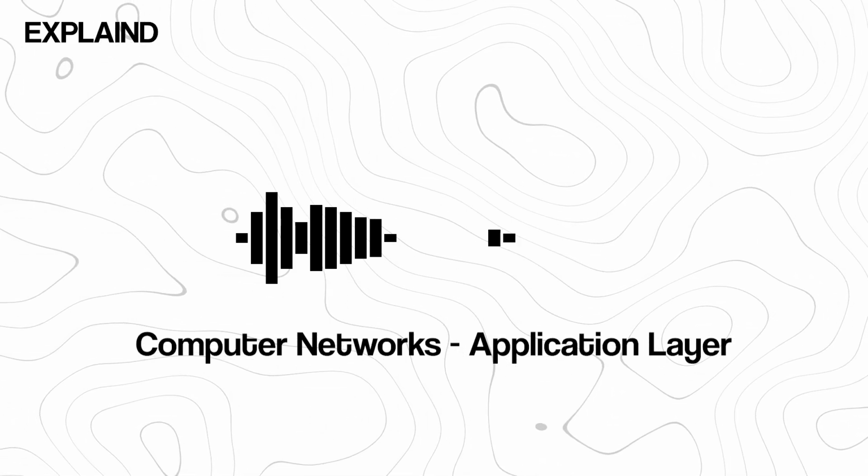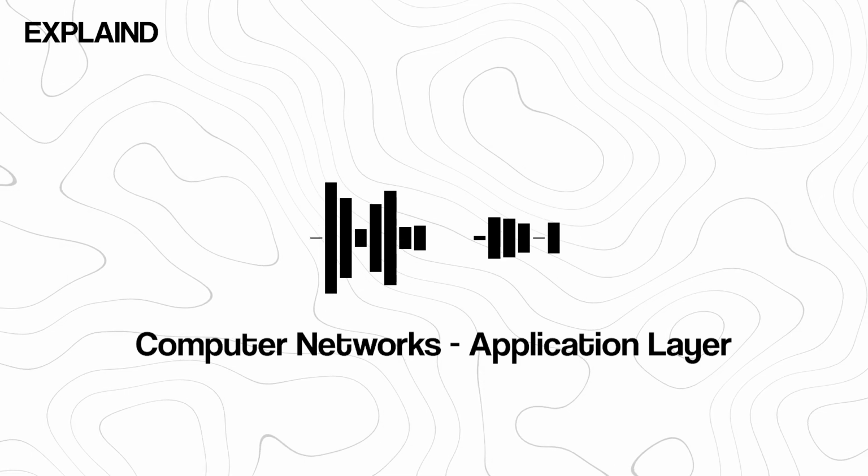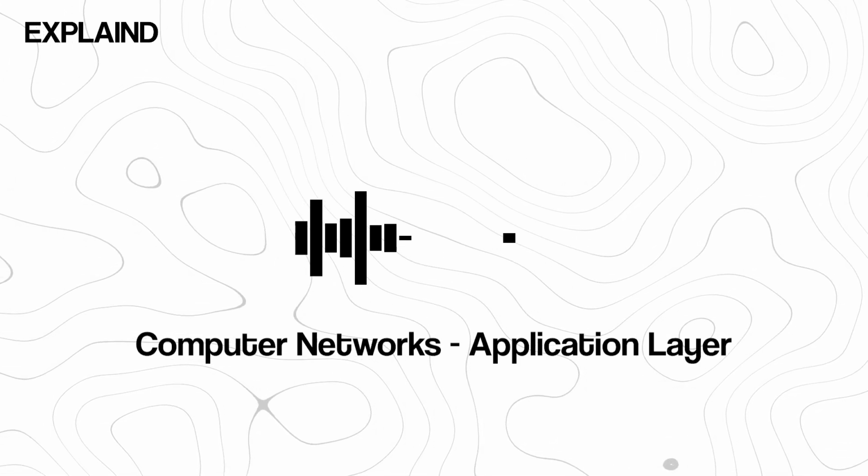So how did HTTP 2 address this problem? HTTP 2 introduced a feature called multiplexing, which we touched upon earlier.